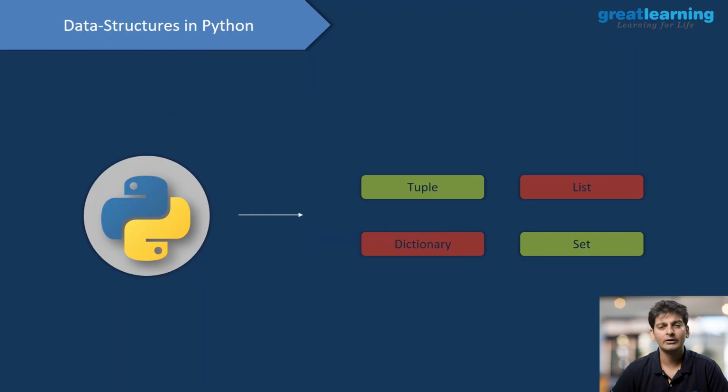Now let's go ahead and work with some non-primitive data structures in Python. The main non-primitive data structures in Python are tuple, list, dictionary, and set. When it comes to all of these data structures, you can store multiple elements inside one data structure.